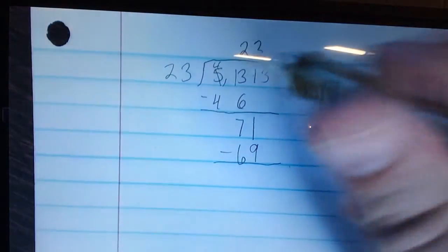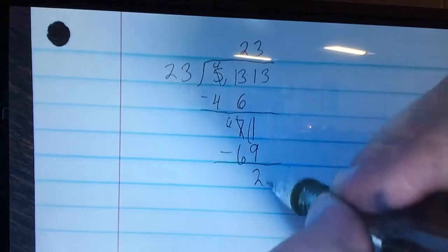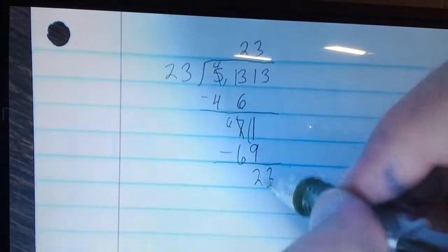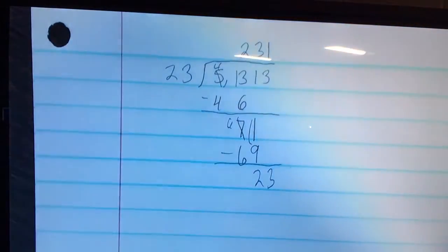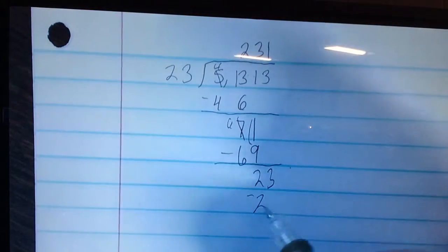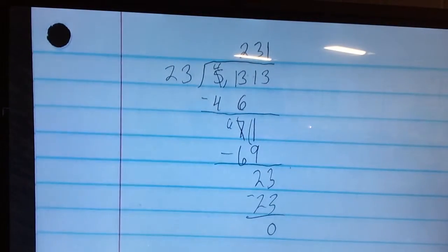I'll subtract again. And then I'll bring this 3 down. And I got 23, one group of 23 and 23. And I'll go ahead and finish it on out. So we got the quotient of 231.